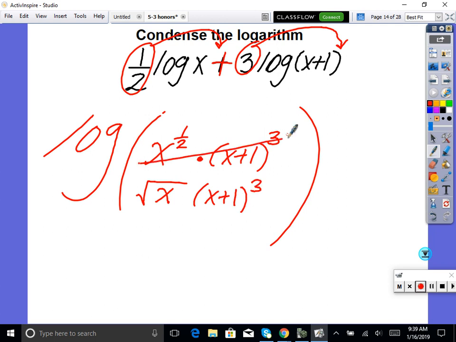Only write one log. I always have people on the test write multiple logs. Well, that defeats the purpose. We put this into one logarithm to only have one logarithm. Like they'll write log divided by log and stuff. I don't know. It's weird.